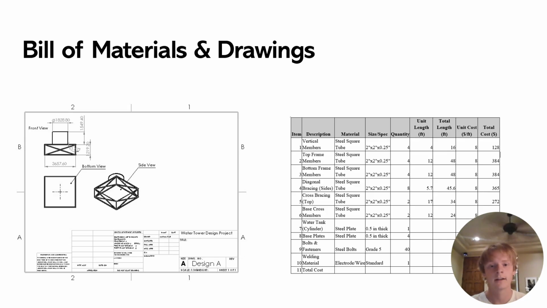The final design includes a detailed bill of materials and production drawings. The structure uses steel square tubing for the frame, a steel tank with a half-inch thickness, and standard components like bolts and welding materials. The total estimated cost is around $3,655, which makes the design relatively affordable. SOLIDWORKS drawings include all dimensions, member layouts, and connection details. These are essential for guiding construction and ensuring the structure is built correctly.